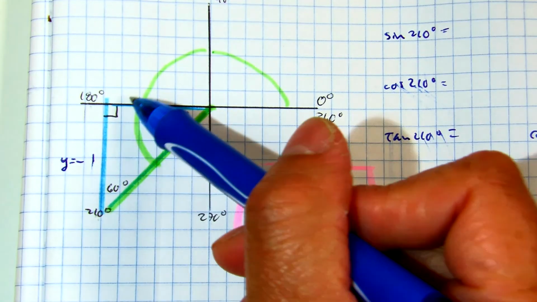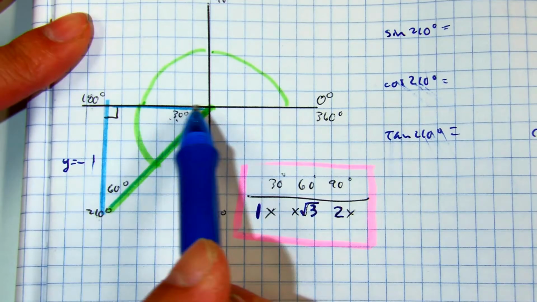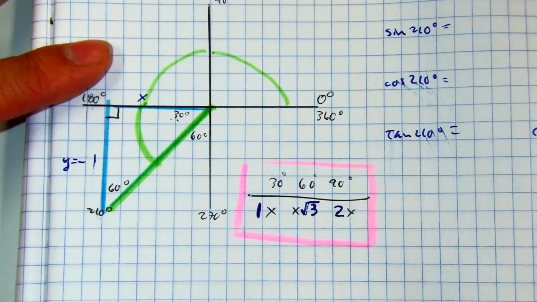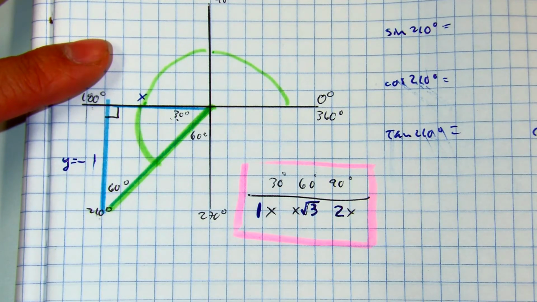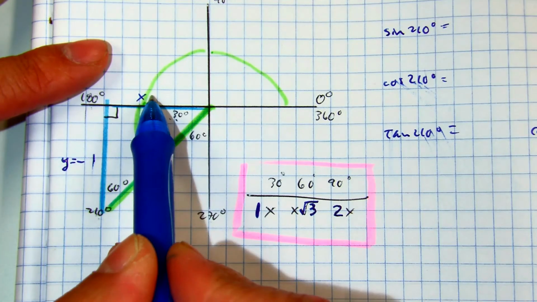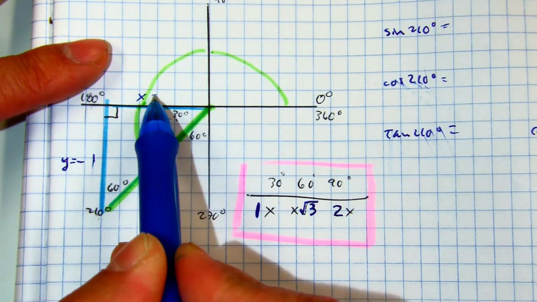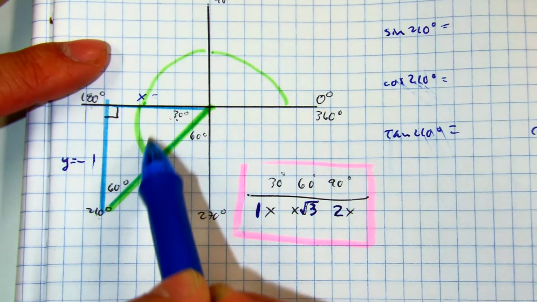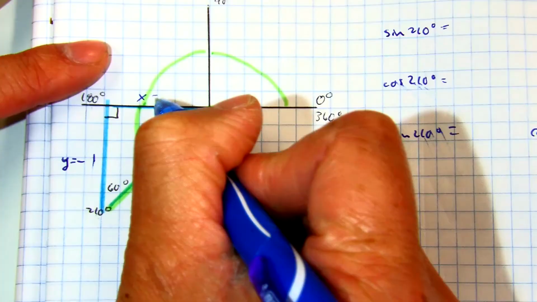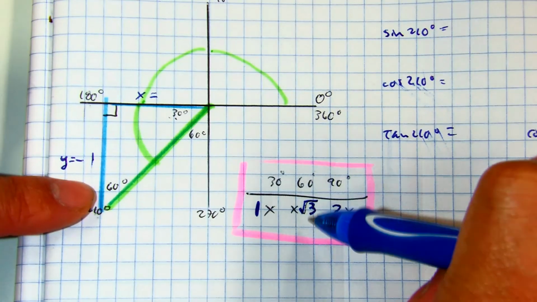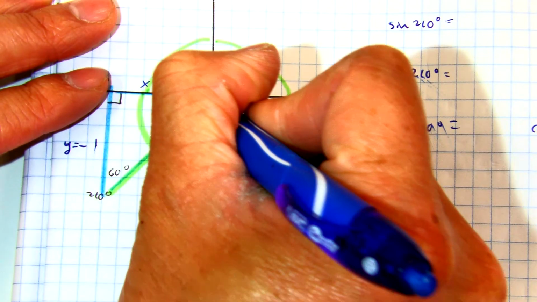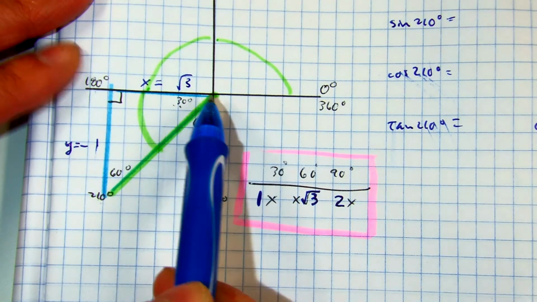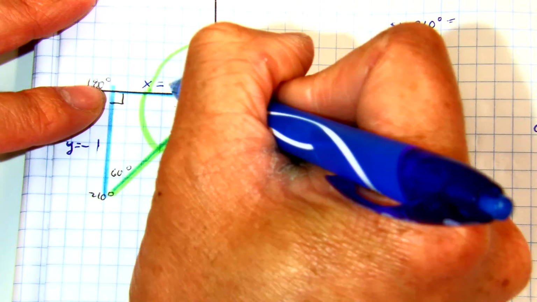Chen, how about this side? On the x-axis, what number? Remember, look what it's across. Yep, across the 60 is a radical 3. Positive or negative? You're going to the left, right? So negative numbers.